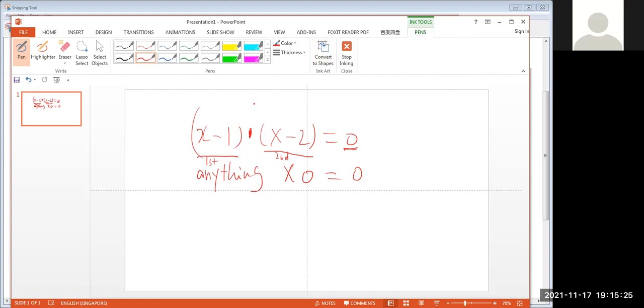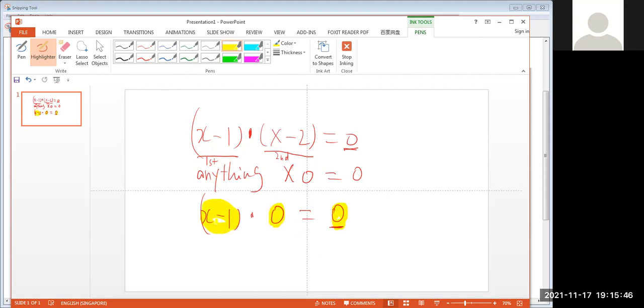Yes. So what I'm trying to say is, let's say x minus 1 is not 0, but somehow this other factor is 0. You're going to get 0 here, right? Because like I say, anything times 0, you will get 0.